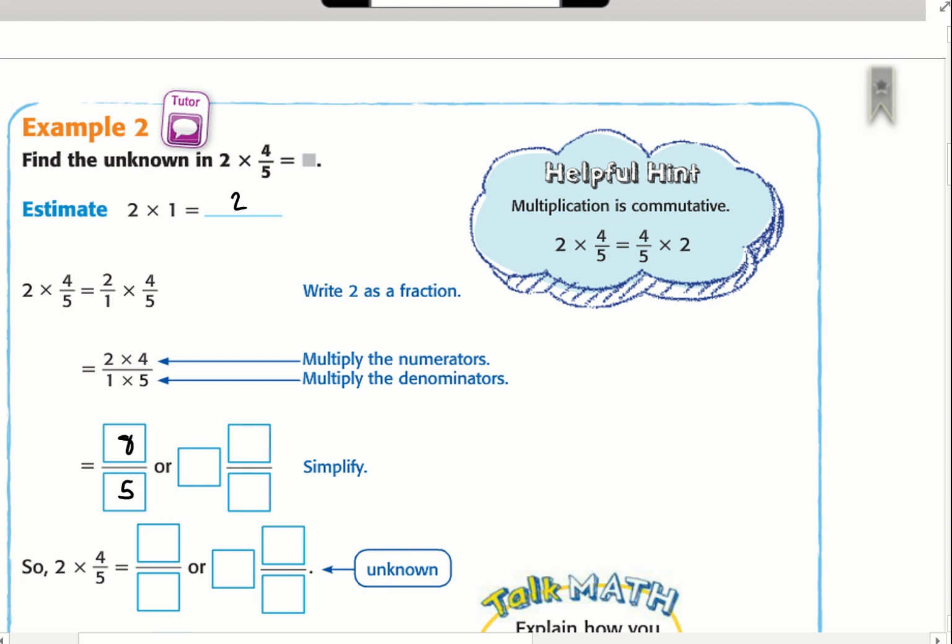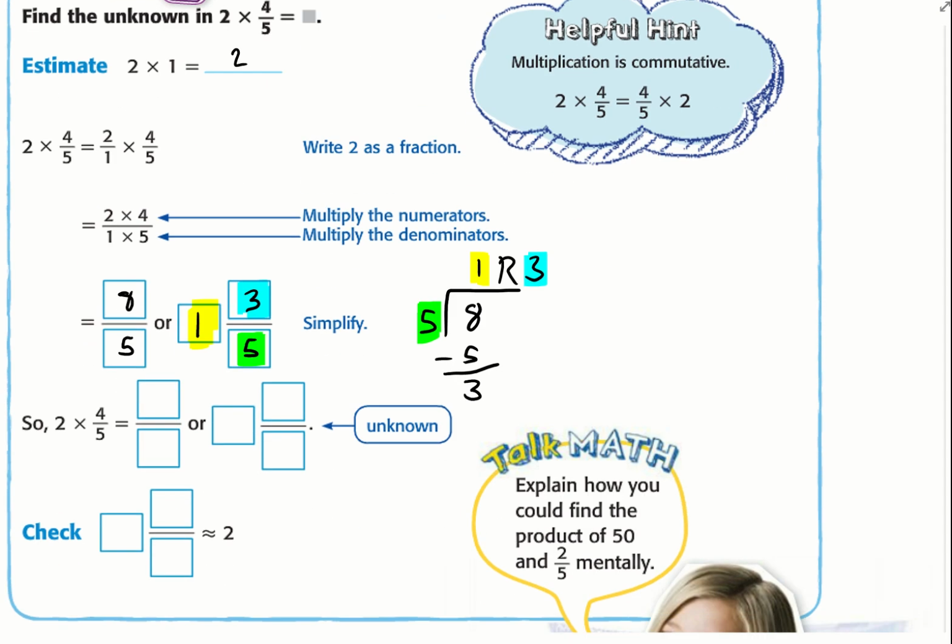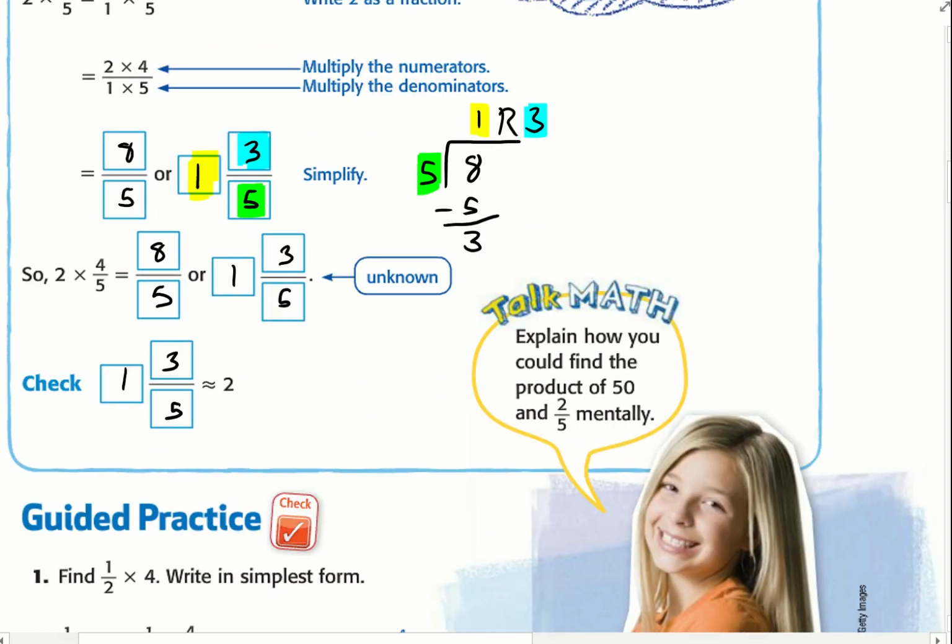Now if I divide 8 divided by 5, this is going to equal 1 with a remainder of 3. So I'll do that right over here. We have 8 divided by 5. 5 goes into 8 once, and then we have remainder 3. It's very important that we know how to write a mixed number. My remainder is my numerator and my divisor is my denominator. So 2 times 4/5 equals 8/5 or 1 3/5. And 1 3/5 is close to 2.